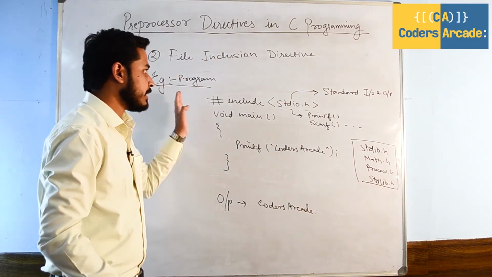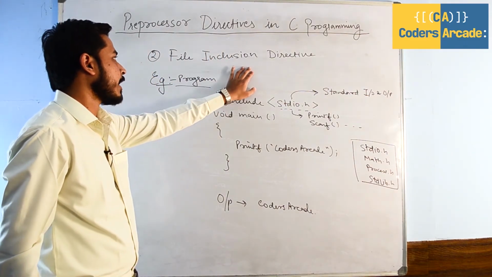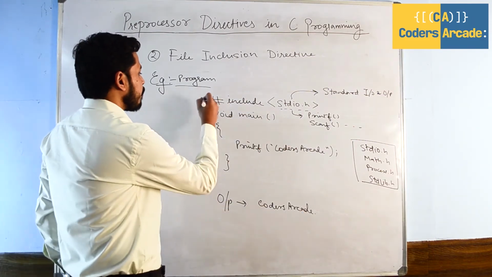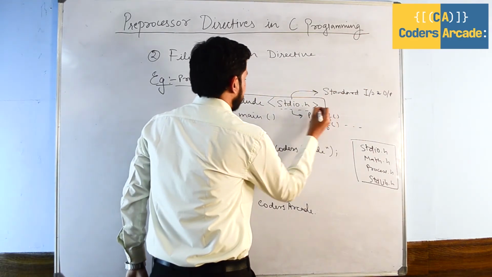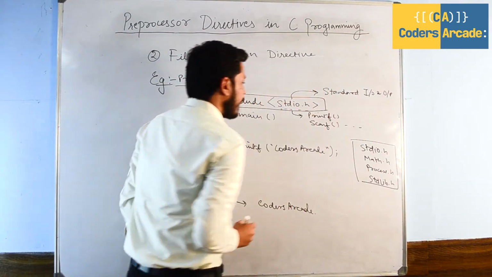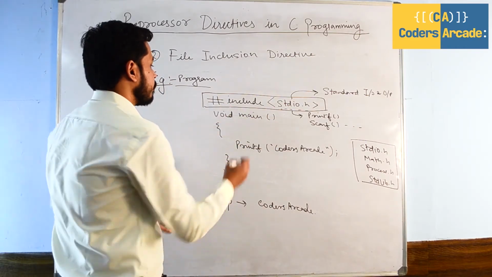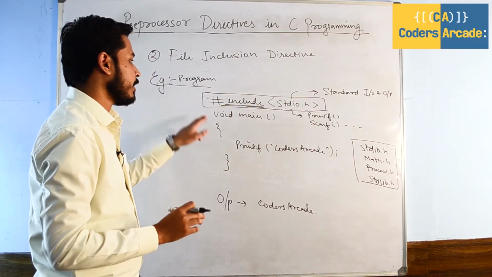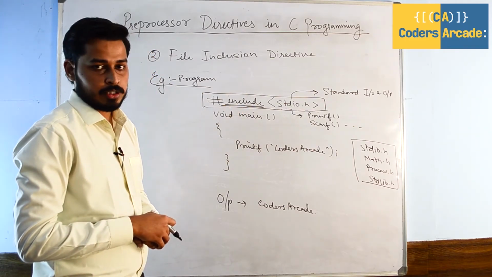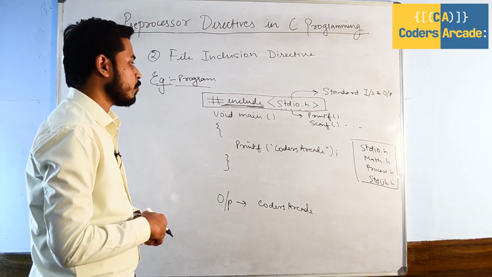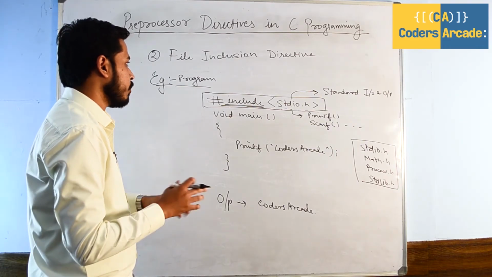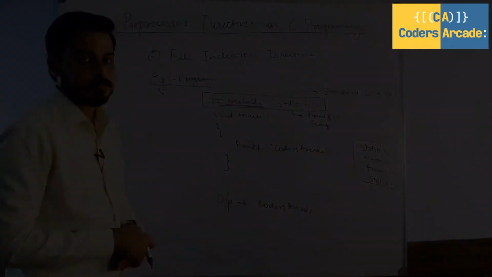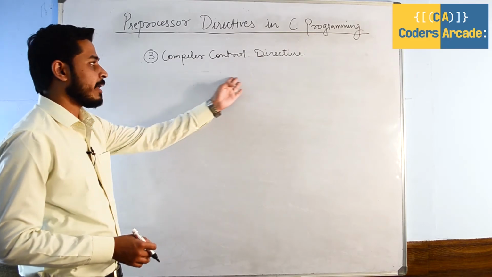All right, so with this we have completed our second type of preprocessor directive, which is file inclusion directive. Our main point of focus in this one is this #include stdio.h. So #include is the main file inclusion directive. Now let's move on to our next and final one, which is compiler control directive. So now let's talk about compiler control directive.